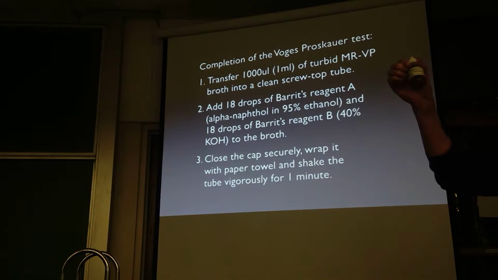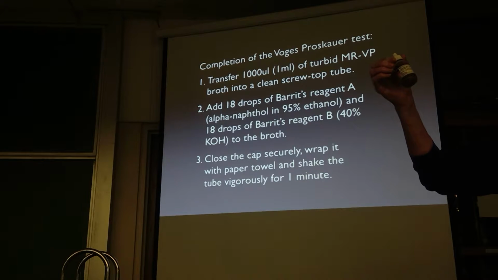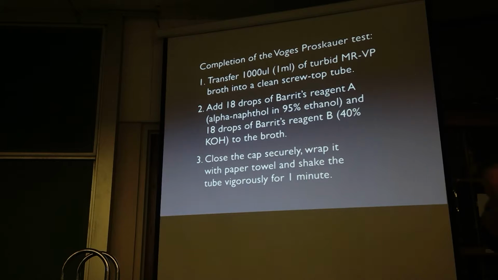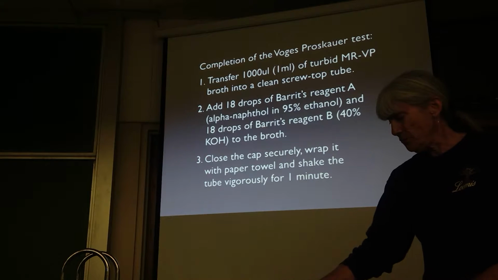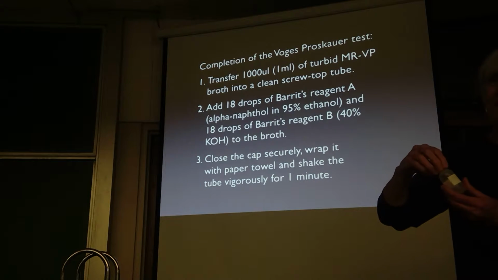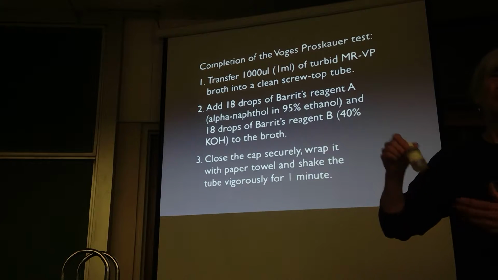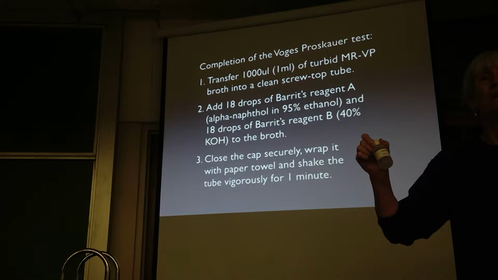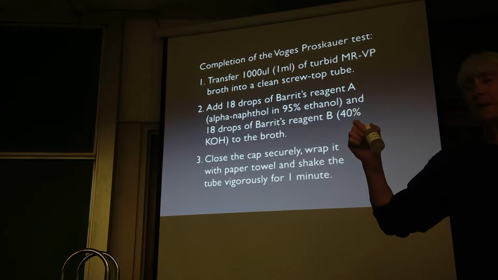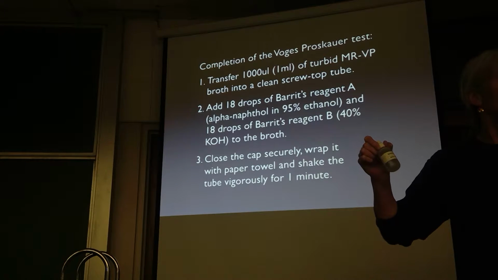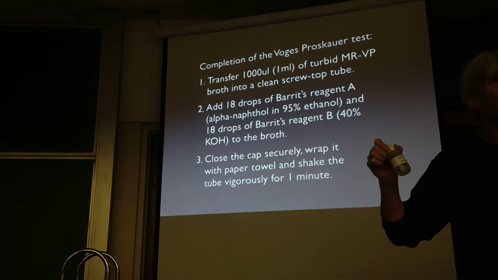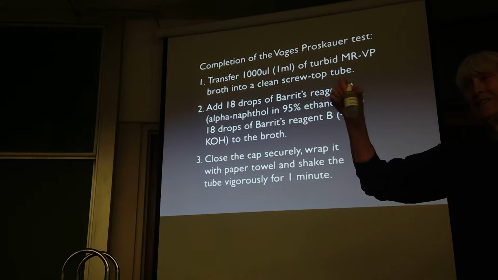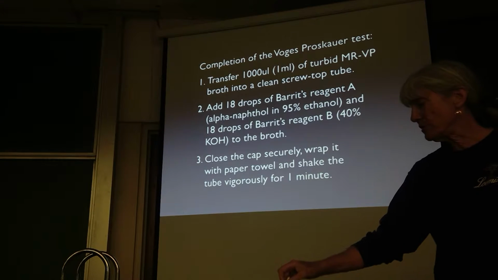Well, okay, so this is Barrett's reagent A. It's alpha naphthol in ethanol. Alpha naphthol can be a respiratory irritant, so be a little bit careful with that one. And this one is 40% potassium hydroxide. 40% potassium hydroxide will blister your skin if you leave it on there. So if you get this on your skin, make sure you wash it with lots of water. It'll feel slimy. You keep washing it until you don't feel that slime anymore. This is dangerous. It's rather hazardous stuff.